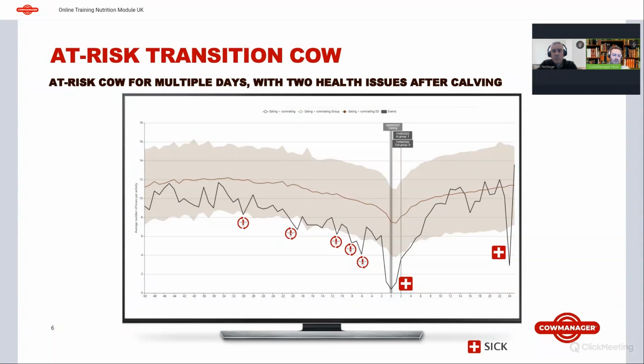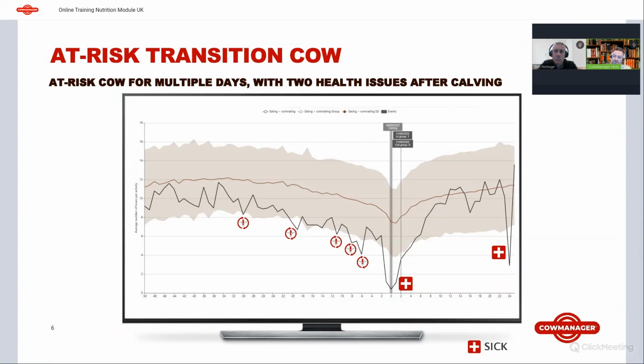So it starts with mostly a subclinical hypocalcemia. So they are affected by hypocalcemia, but we can't see it. That increases the odds for retained placentas. That increases the odds for metritis. That increases the odds for ketosis. That increases the odds for abomasal displacements to the left or to the right, and that increases the odds eventually also for mastitis.